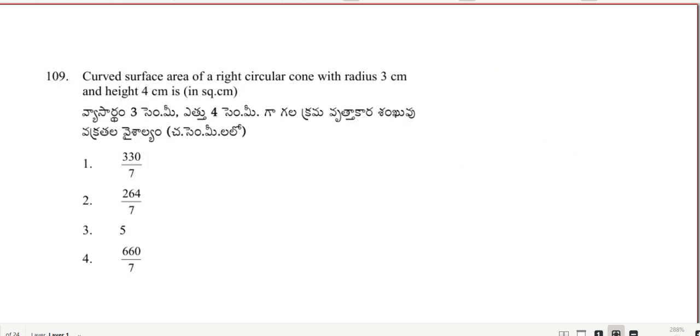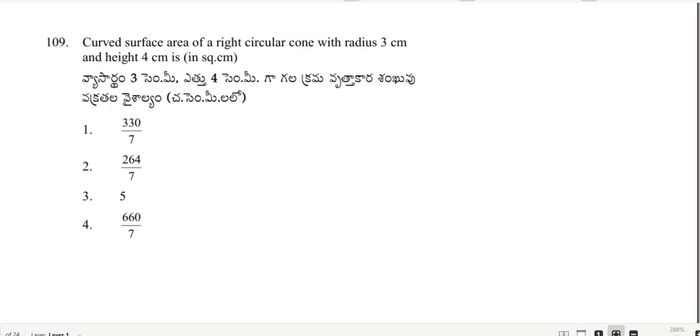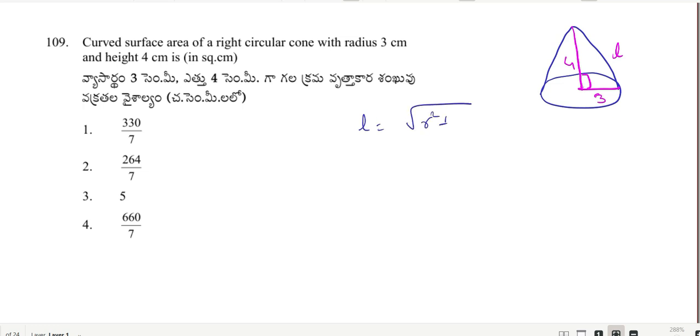Now let us see the next question. Find the curved surface area of a right circular cone whose radius is 3 centimeters and height is 4 centimeters. The radius of the base of this cone is 3 centimeters and the height is 4 units. So we need to find the slant height. Slant height is the square root of r squared plus h squared. That is 3 squared plus 4 squared, the square root of 25. So the slant height is 5.